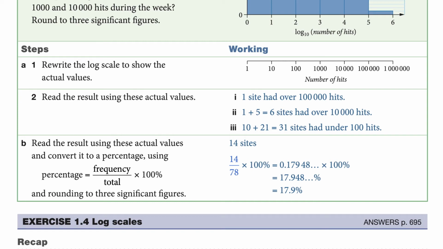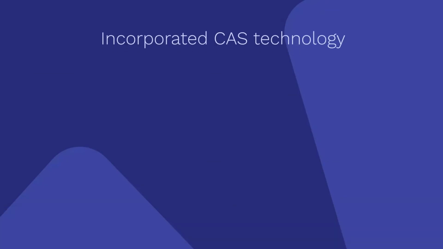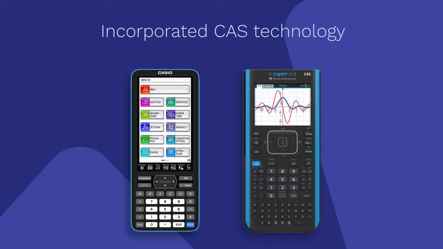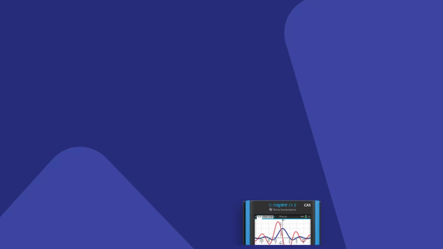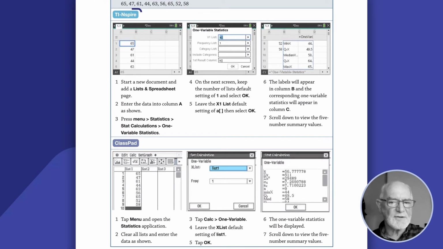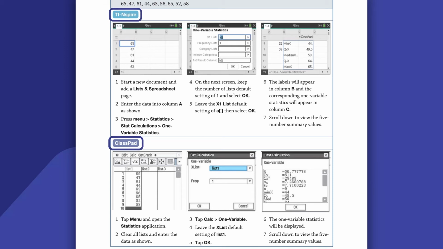We've also incorporated all the CAS technology, but it's incorporated within the context of where it's used by the students. So if there's a particular part of theory that needs a CAS approach to do, then students will be able to find that using a CAS step. There are instructions for TI-Nspire and for ClassPad. And then when they get to the worked example, that's also incorporated in the worked example.